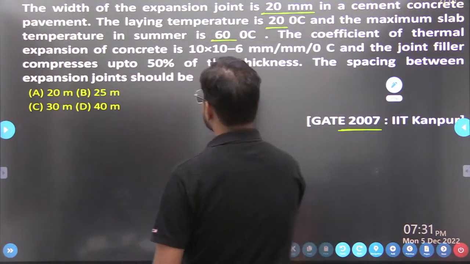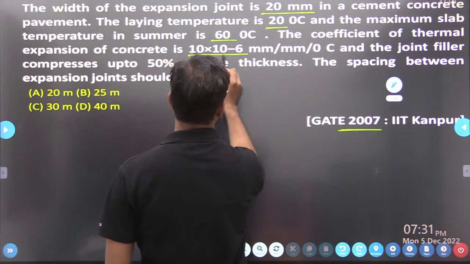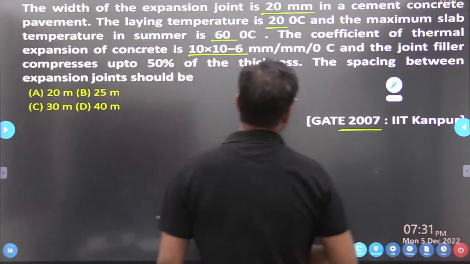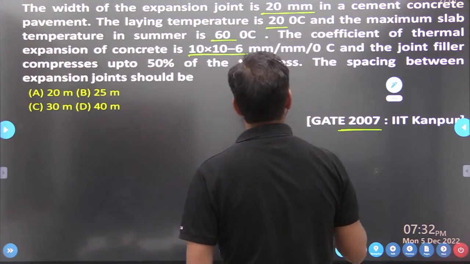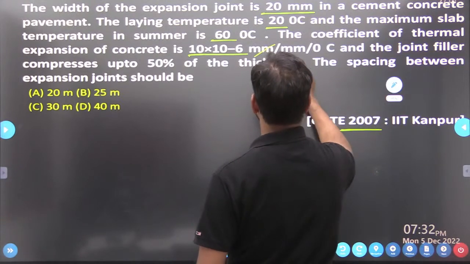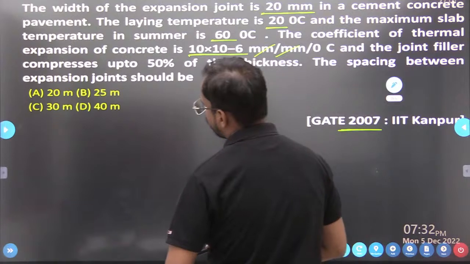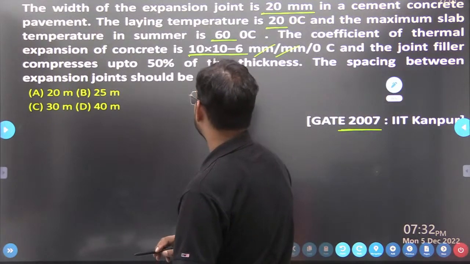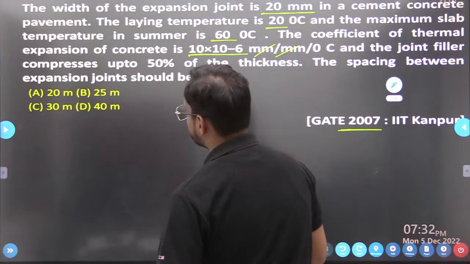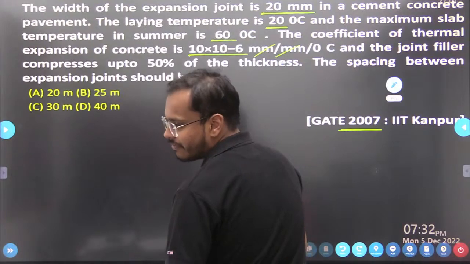The coefficient of thermal expansion is 10 into 10 raised to power minus 6 mm per degree Celsius, that means mm to mm cancel out, that means per degree Celsius, and the joint compresses up to 50% of the thickness. The spacing between expansion joints should be, very easy question.